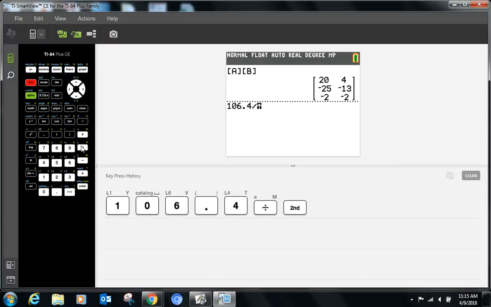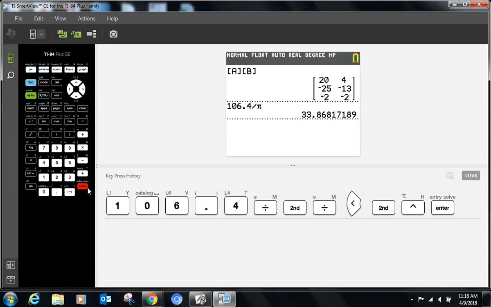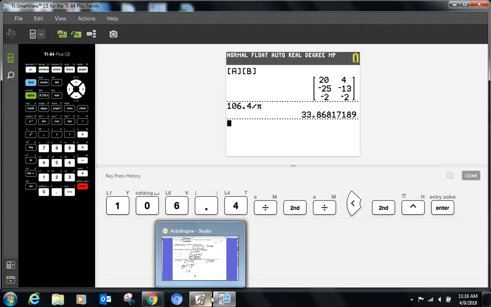Where's the pi? I can't even see anything here. Sure, go ahead. Pi? Nope. Where's the pi button? Over the caret. Thank you. Can't see anything up here.